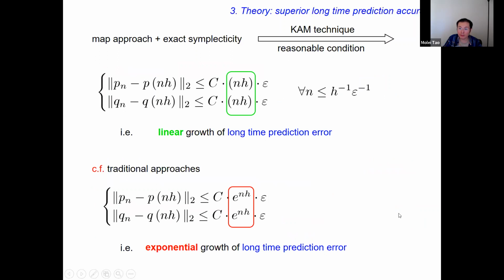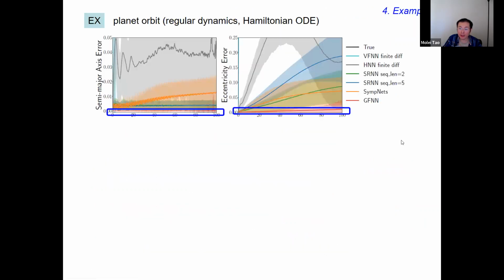As a consequence, if you take a look at this plot, we have HNN, which is this one, and we have SRN, and then there are newer methods as well. SympNet approximates symplectic maps in some sense, but there are additional reasons that make it still not as good as what we have. But all these are actually fantastic methods. It's just that things keep on being developed.